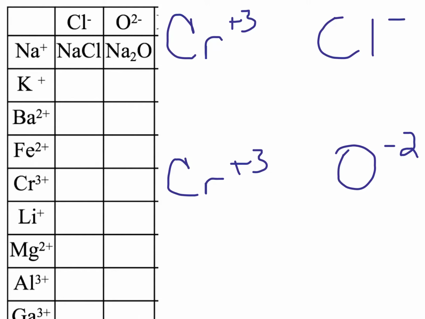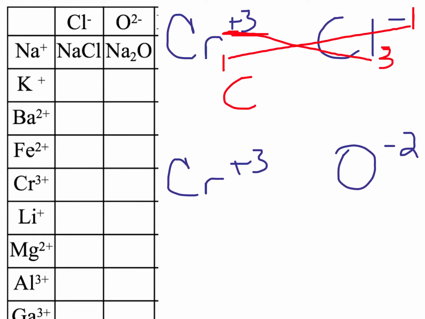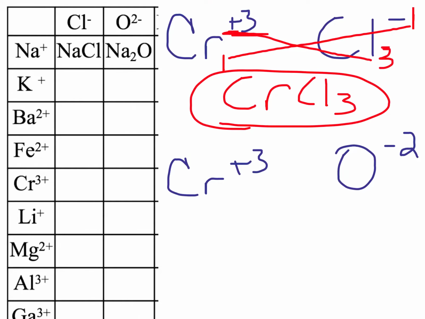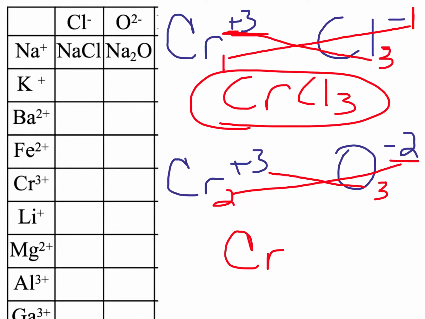Chromium 3. So this has a +3 charge, which means we're going to need 3 of the chloride to balance out that +3. We're going to need 3 of this negative ion, and its charge is -1, so we only need to have 1 of the chromium. So this is CrCl3. That's the formula for the chromium +3 charge chloride. Over here, we're going to need 3 of the oxide and 2 of the chromium, which gives us Cr2O3. That is our formula.